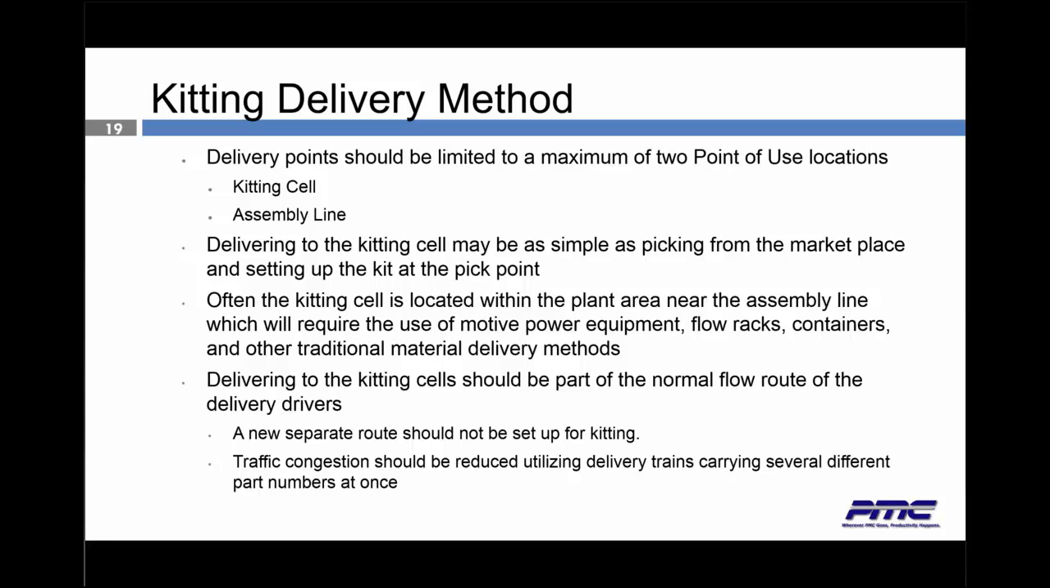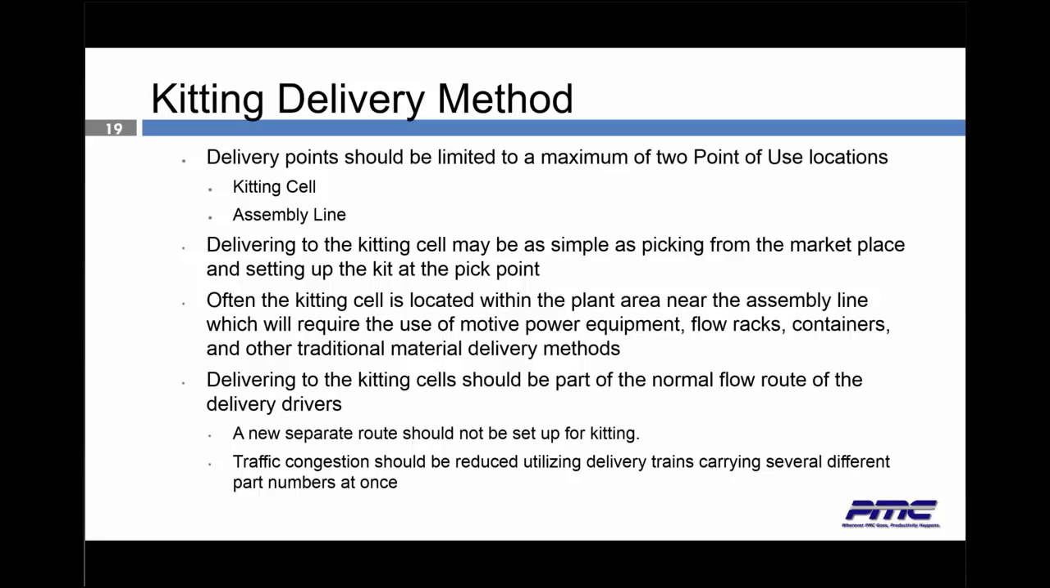Delivering to the kitting cell may be as simple as picking from the marketplace we talked about, setting up the kit at that pick point and delivering to the assembly line. Often the kitting cell is located within the plant area near the assembly line, which will require the use of motor power equipment, maybe flow racks, other types of containers, and other traditional delivery methods. Delivering to the kitting cell should be part of the normal flow route and other delivery drivers. So the material flow engineer needs to ensure that they're putting this into their studies.